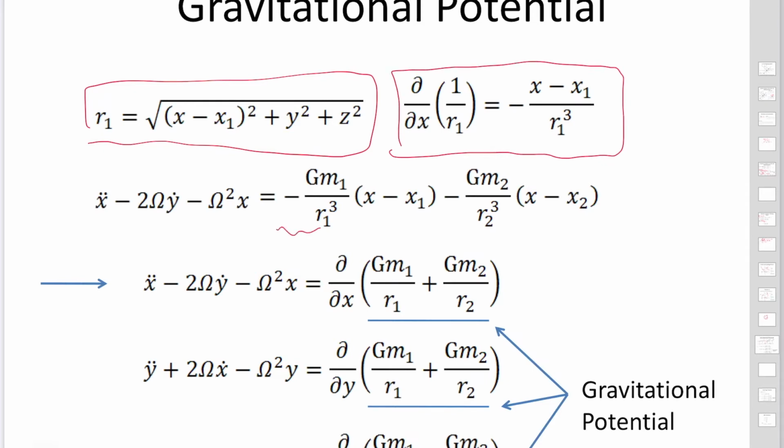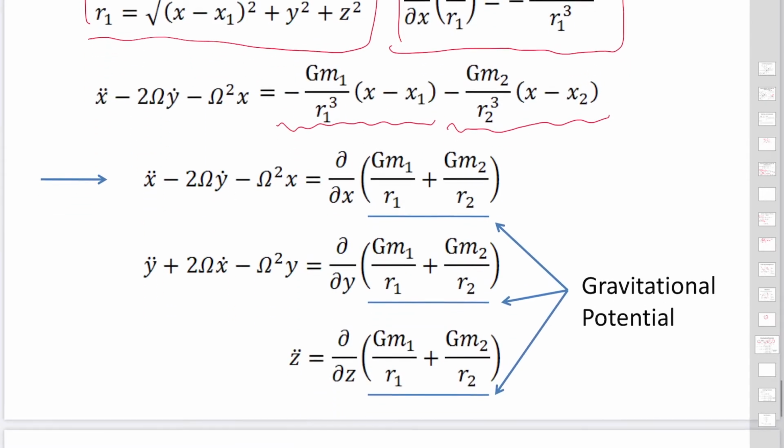So the first term and the second term on the right hand side of the equation are quite easily written if we use the gravitational potential, G m sub 1 over R sub 1, G m sub 2 over R sub 2. Okay, so the right hand side of the equation is simplified if we use the gravitational potential.